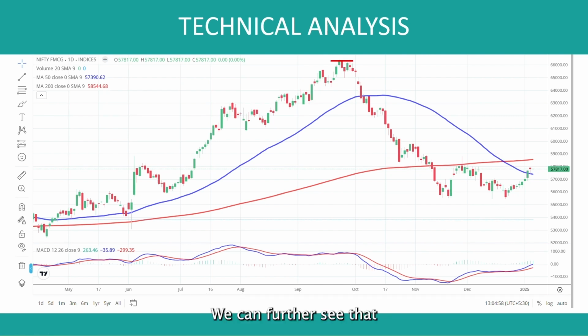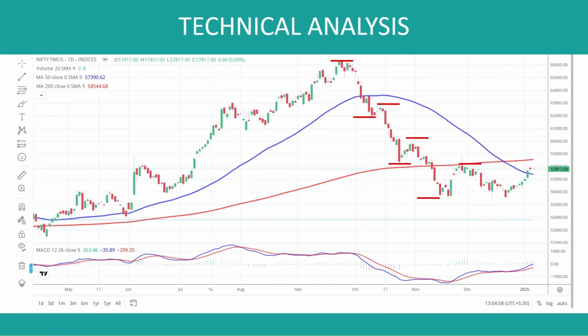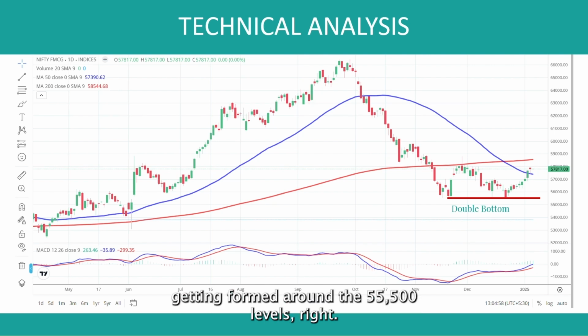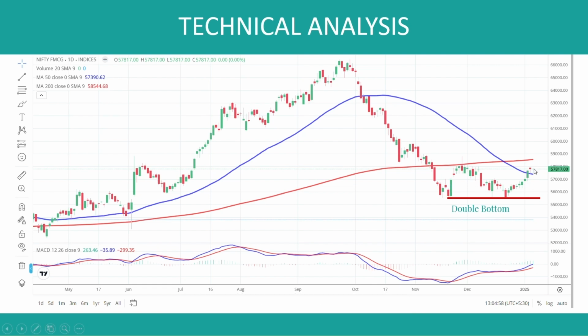We can further see that the index has been in a lower high, lower low formation throughout September and right up to December as well. We're also noticing a double bottom getting formed around the 55,500 levels. There is also a rounding bottom which has been formed here.